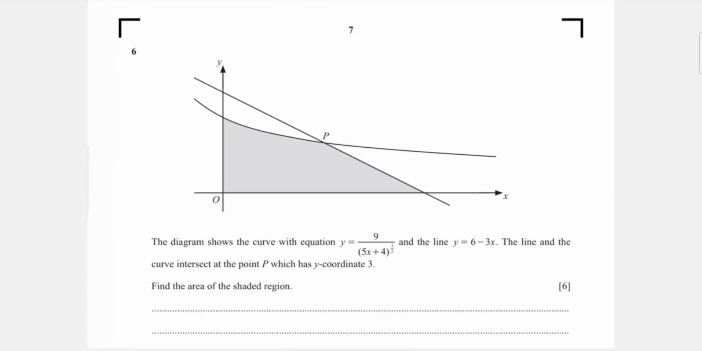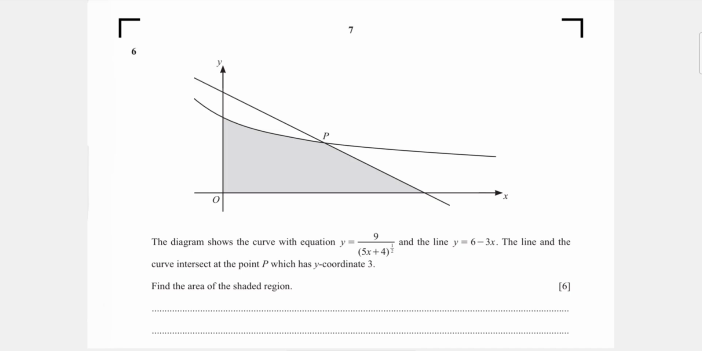For number 6, we're given a diagram with a shaded region, and the question says the diagram shows the curve with the equation y equals 9 over (5x plus 4) to the half, and the line y equals 6 minus 3x. The line and the curve intersect at the point P, which has y coordinate 3. Then it goes on to say find the area of the shaded region.